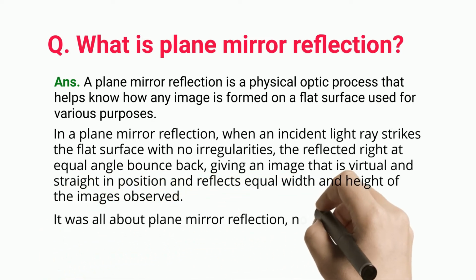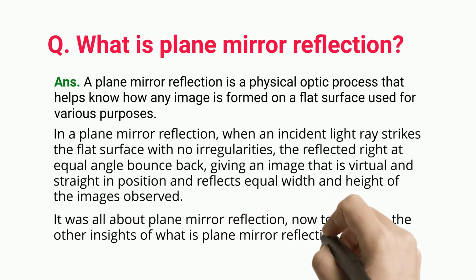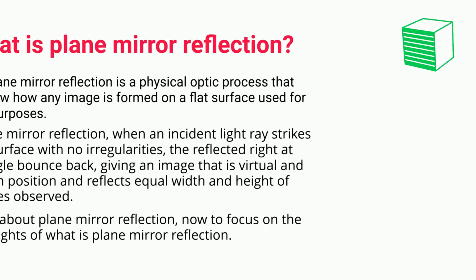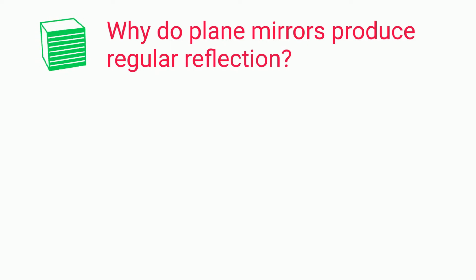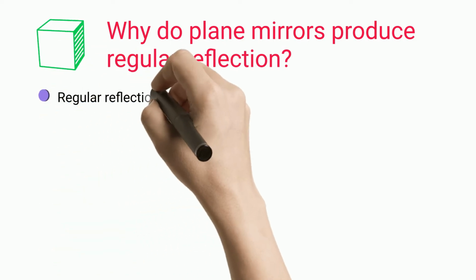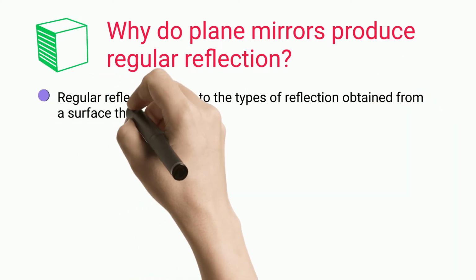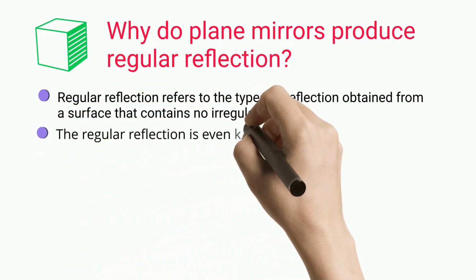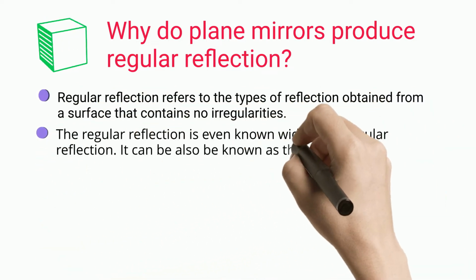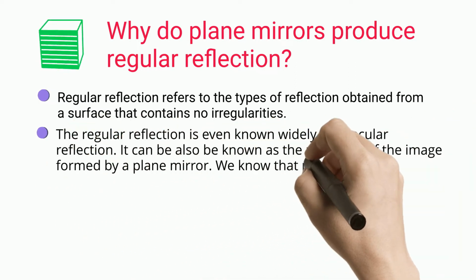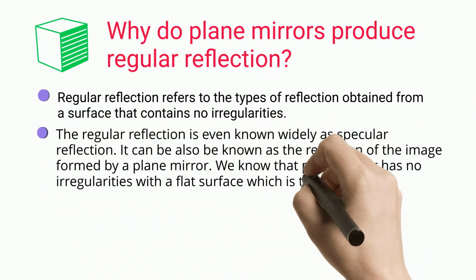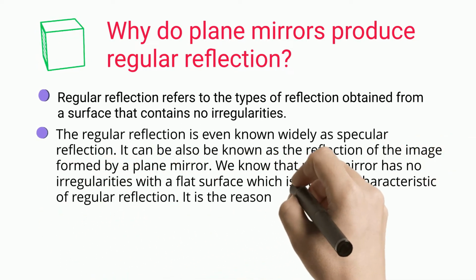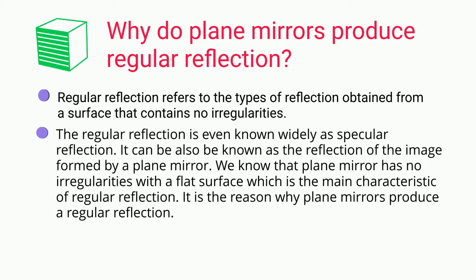It was all about plane mirror reflection. Now to focus on the other insights. Why do plane mirrors produce regular reflection? Regular reflection refers to the type of reflection obtained from a surface that contains no irregularities. Regular reflection is also widely known as specular reflection. It can also be known as the reflection of the image formed by a plane mirror. We know that a plane mirror has no irregularities with a flat surface, which is the main characteristic of regular reflection. It is the reason why plane mirrors produce a regular reflection.